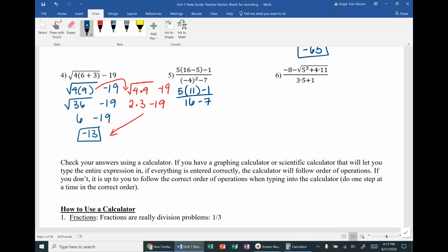On the numerator, you have multiplication and subtraction, so we will attack multiplication first. On the denominator, we can just take 7 away from 16, so that's going to give us a positive 9. On the numerator, 55 take away 1 is going to give us 54. 54 over 9, and that will give us a nice answer of 6.